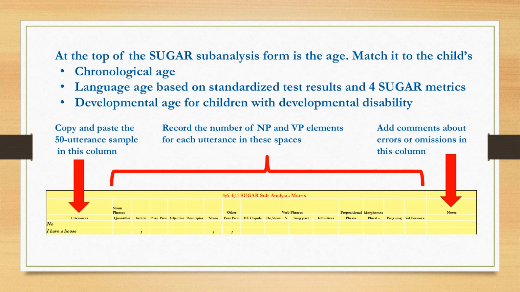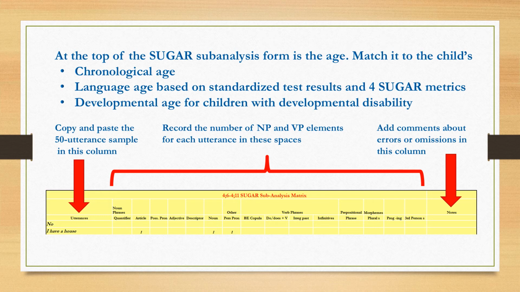This is the top of a SUGAR sub-analysis form. As I mentioned, you'll want to use the appropriate form for the child you're analyzing. Typically, you'd be interested in a child's language as compared to other children of the same age. For children with significant delays, such as those previously identified as functioning much lower than their age, it may be more appropriate to use the child's developmental age or language level based on standardized testing or on the SUGAR quantitative metrics such as MLU.